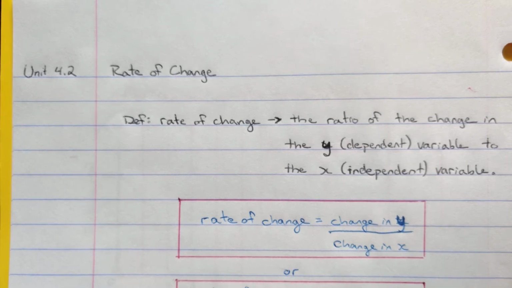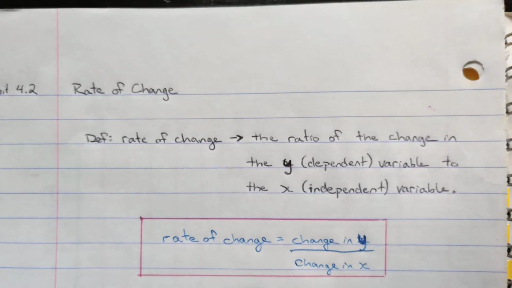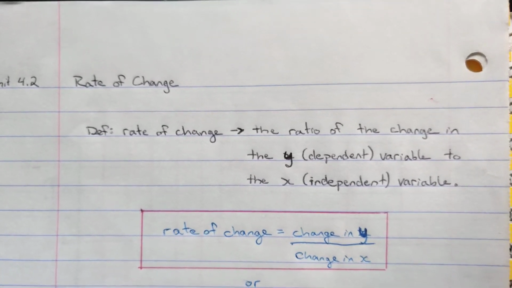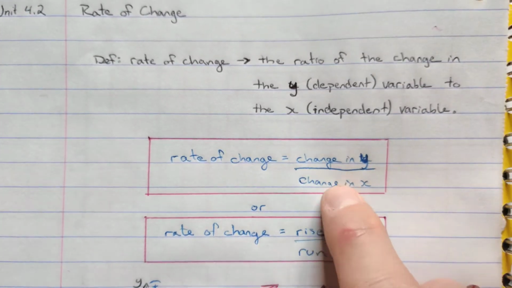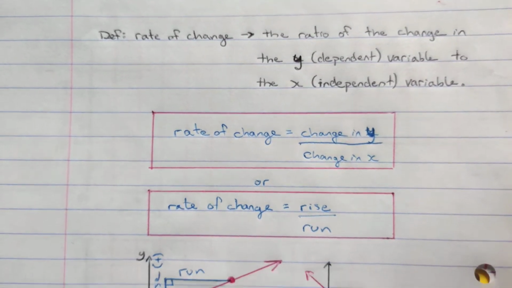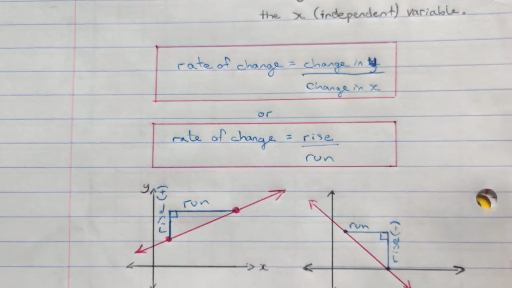So we've talked about rates and unit rates before, and here we're going to look more specifically at the rate of change as it is connected, and rates as they're connected to linear relations. And so the rate of change is the ratio of the change in the y dependent variable to the x independent variable. So the rate of change is the change in y over the change in x.